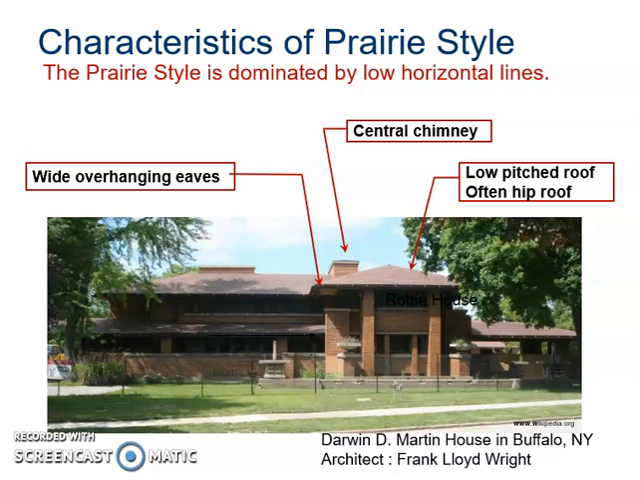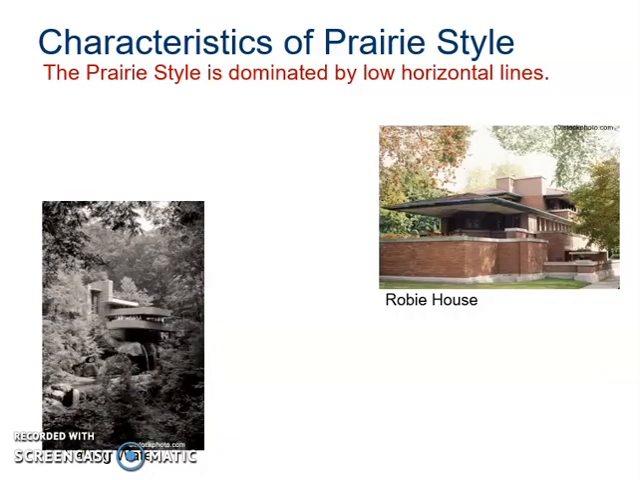Two of the more famous Frank Lloyd Wright Prairie-style homes are the Frederick C. Robie House in Chicago and Fallingwater in Mill Run, Pennsylvania. Can you identify the important characteristics of Prairie-style architecture in these two examples?